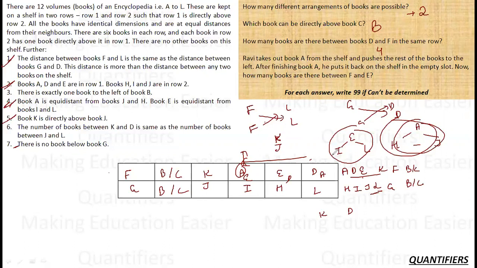Now how many books are there between F and E? F and E. E's new position is this. There are 2 books between F and E. This is the right answer. Okay, this completes my set. Very interesting one in this case.